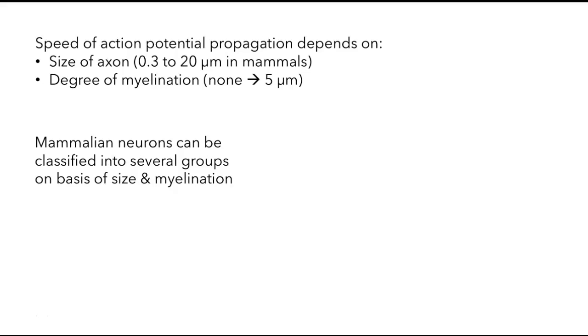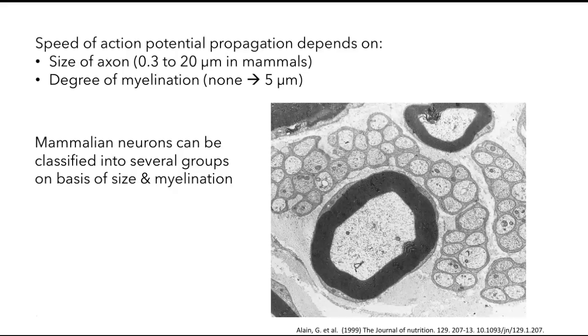The speed that an action potential propagates along the length of the axon depends on a number of factors. It depends on the size of the axon. Axons can vary quite a bit. Some of them are quite small. They might be 0.3 microns in diameter, or they might be as large as 20 microns in diameter. It also depends on the degree of myelination, and there are some neurons in mammals that aren't myelinated at all, and others that are heavily myelinated. In fact, we can take different mammalian neurons and classify them into several groups depending on their size and myelination, and these different groups have different speeds of action potential propagation.